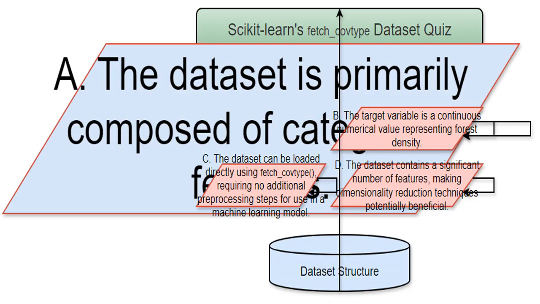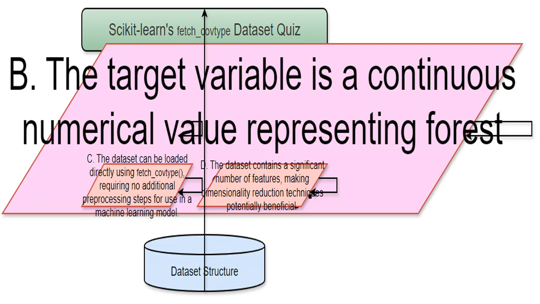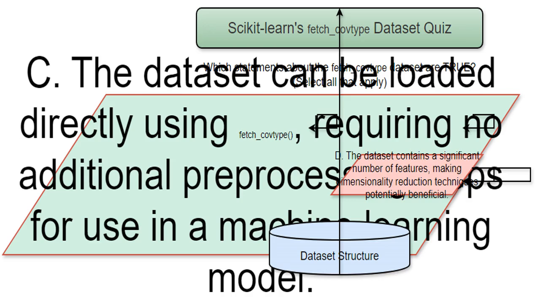This statement claims that most of the data points in the dataset are categorical, meaning they represent categories or groups rather than numerical values. This statement suggests that the main variable we're interested in, the target, is a number that can take any value within a range, representing forest density. This statement implies that you can load the data using a simple function and use it directly in a machine learning model, without any preparation or data cleaning.